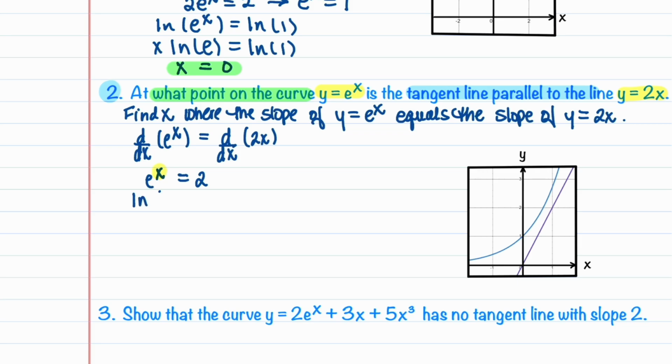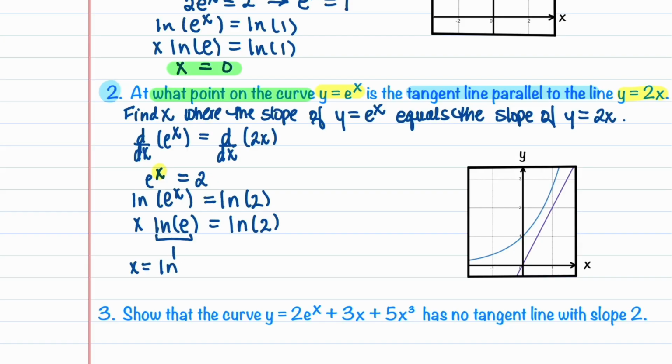So this is natural log e to the x is natural log of 2. This is x, natural log of e is natural log of 2. Natural log of e is defined to be 1, so we have that x is natural log of 2. Now, let's go back up and look at what we were asked to find.